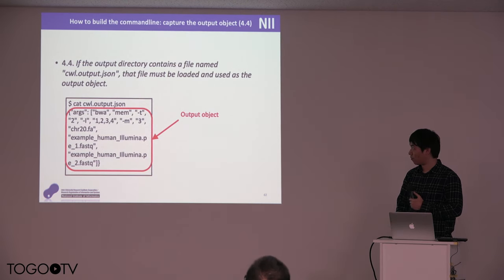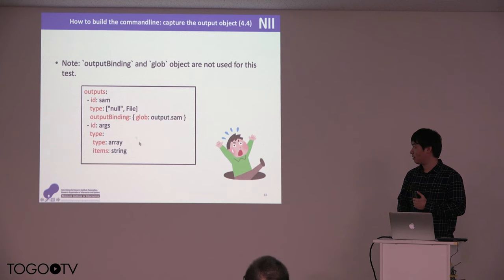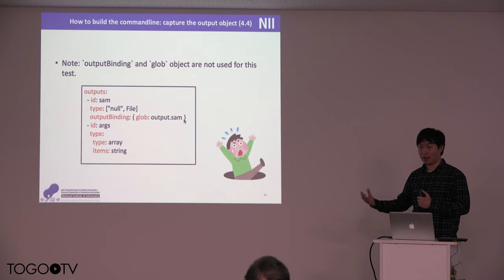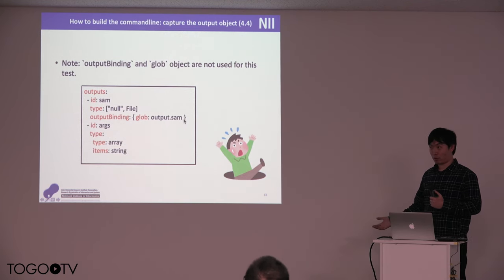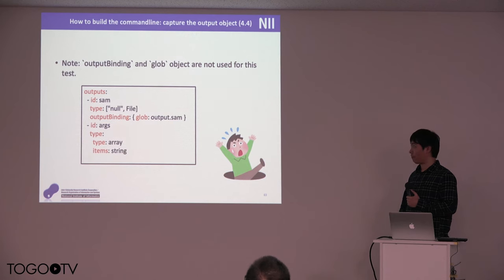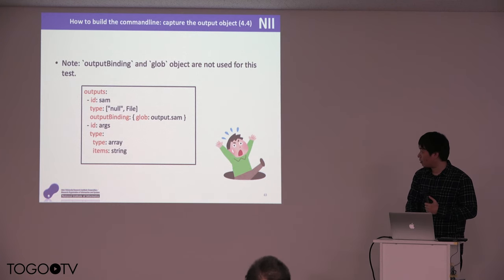And one note is that you can see this one. And you can expect it to search this file, but it doesn't happen because the CWL specification first requires search for cwl.output.json. So this information is not used in this test.